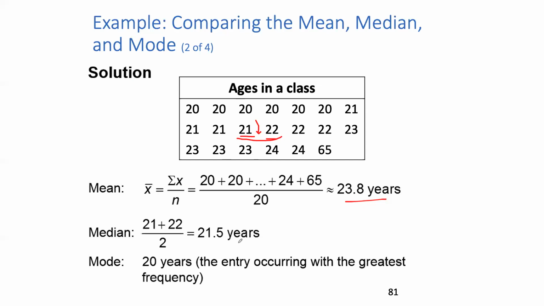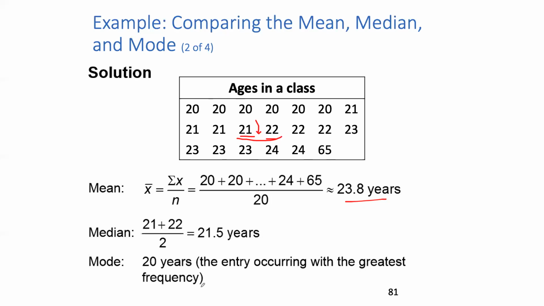And if I want to know the mode, I want to know the entry which appears with the highest frequency. In this case, 20 appears with the highest frequency. 20 appears 6 times, 21 appears only 4 times, 22 appears 3 times, 23 appears 4 times, 24 appears twice, and 65 appears once. So the mode, the entry which occurs with the highest frequency, will be 20 years.